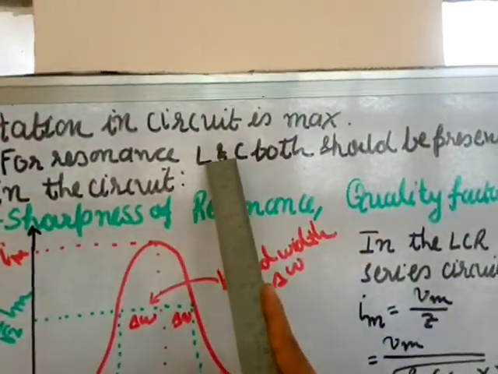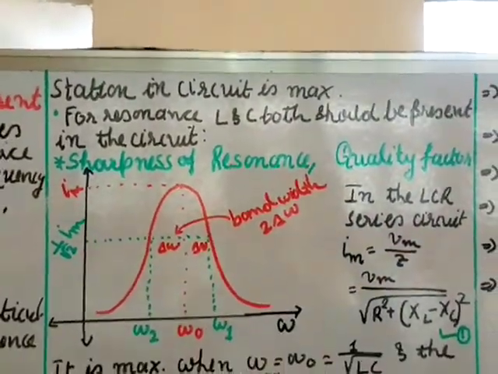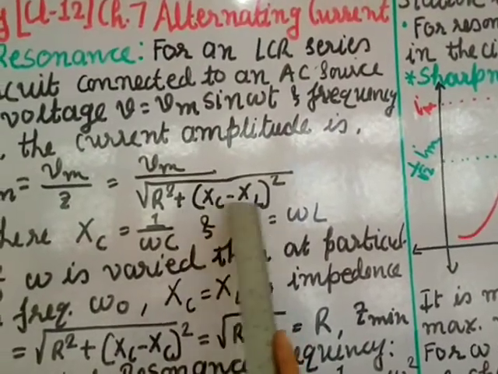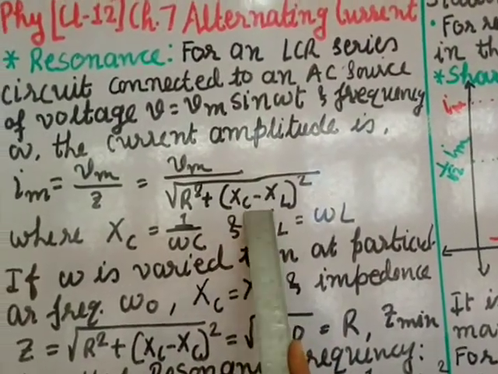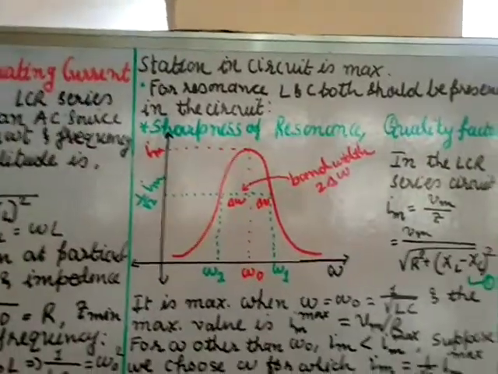For resonance, L and C both should be present in the circuit. So we need L and C both, though the net reactance becomes 0. Xc − XL becomes 0, but we need C and L both in the circuit, otherwise we cannot have resonance.